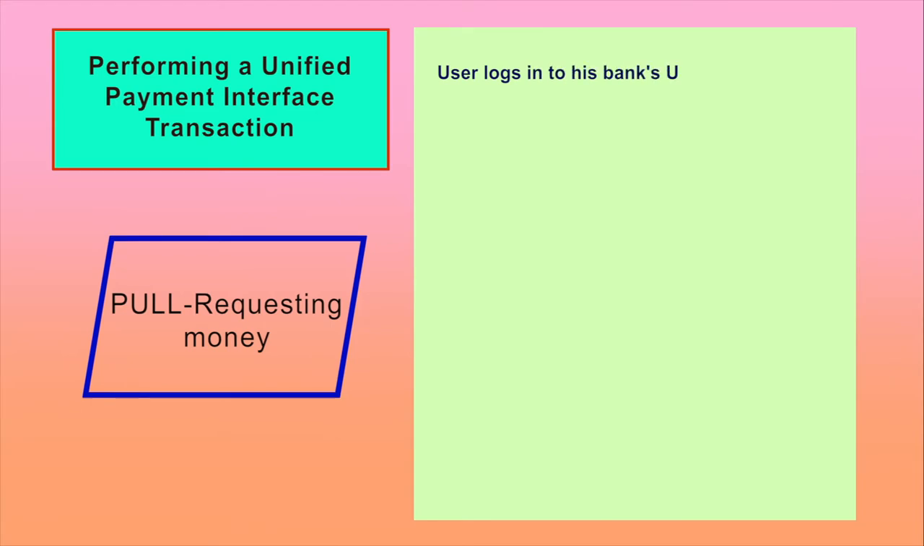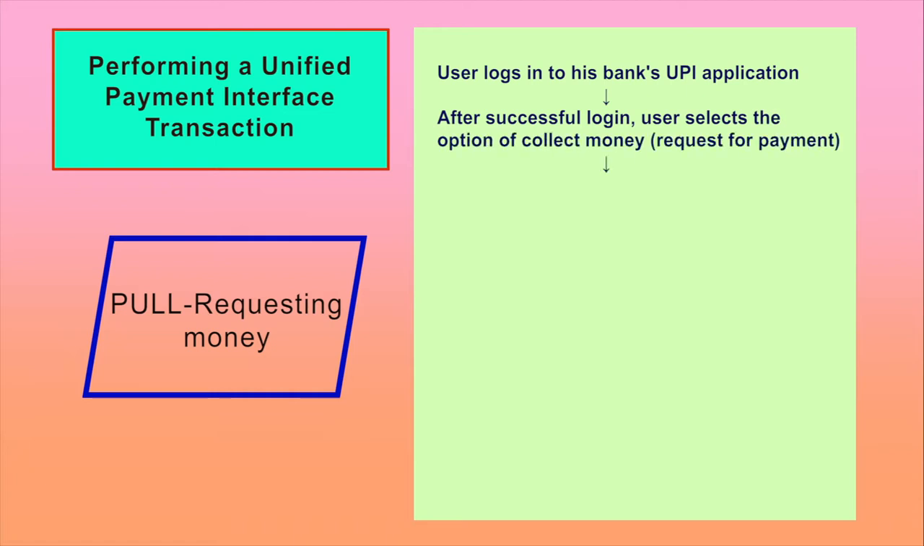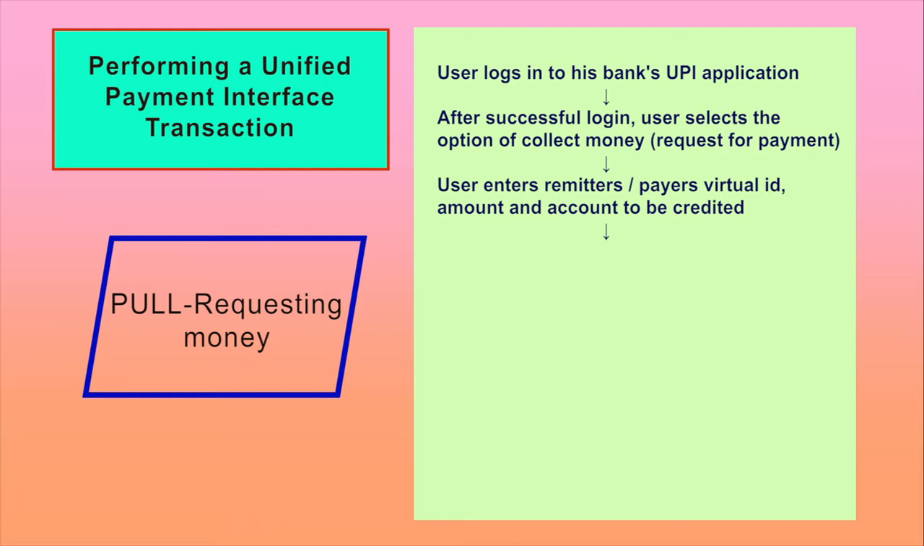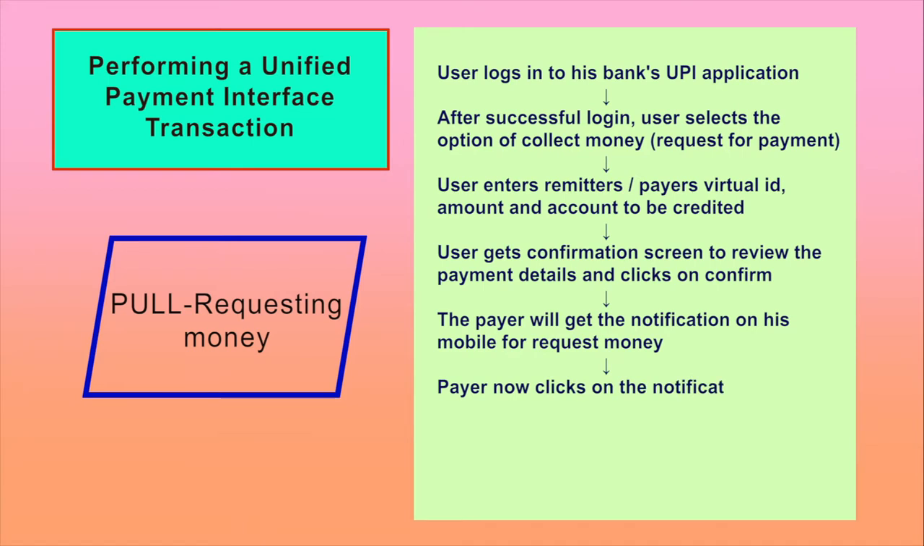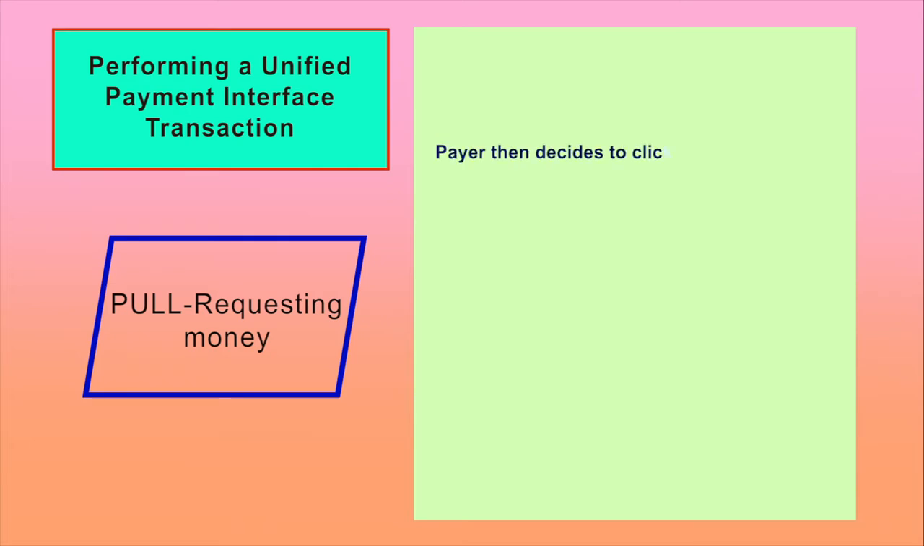Pull: requesting money. User logs into his bank's UPI application. After successful login, user selects the option of collect money or request for payment. User enters the remitter's or payer's virtual ID, amount and account to be credited. User gets a confirmation screen to review the payment details and clicks on confirm. The payer will get a notification on his mobile for the money request. Payer now clicks on the notification and opens his bank UPI app where he reviews the payment request. Payer then decides to click on accept or decline.